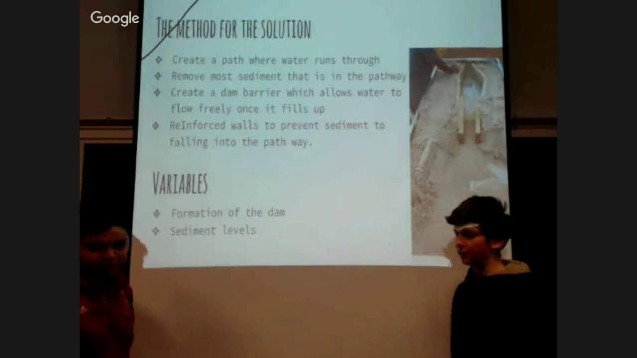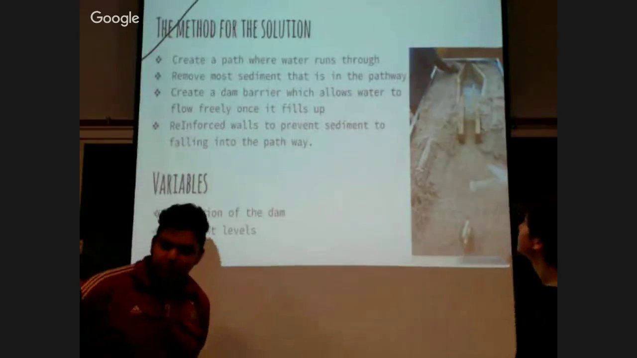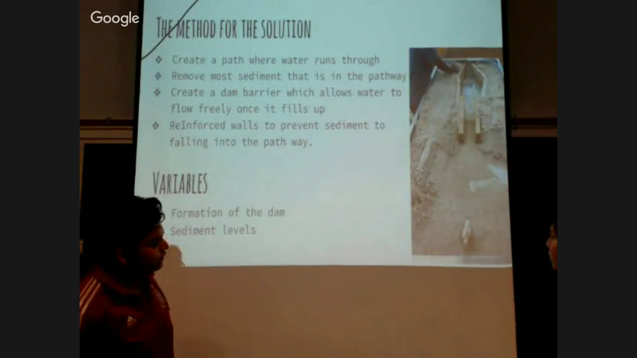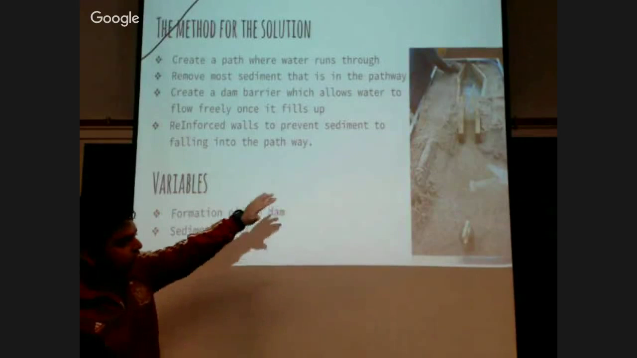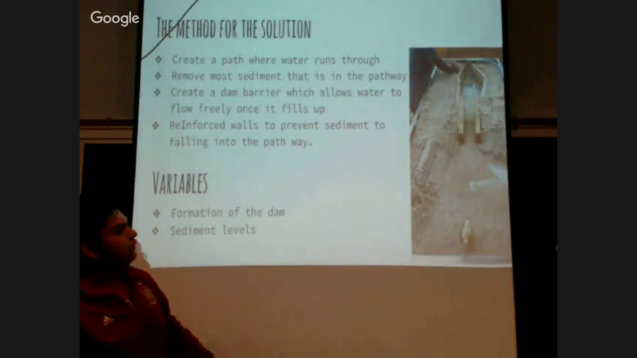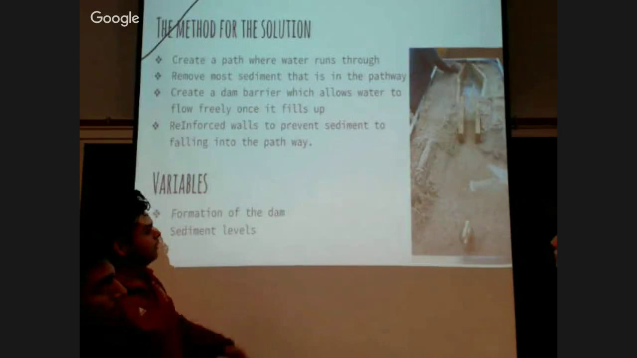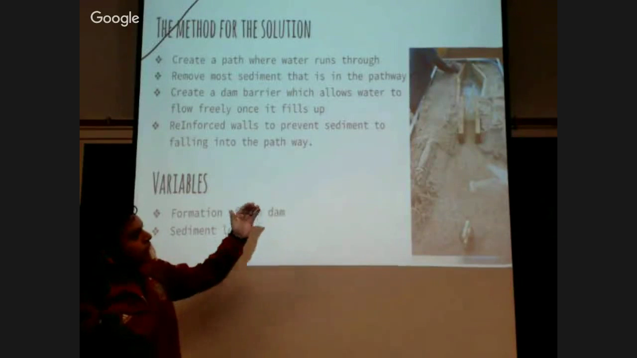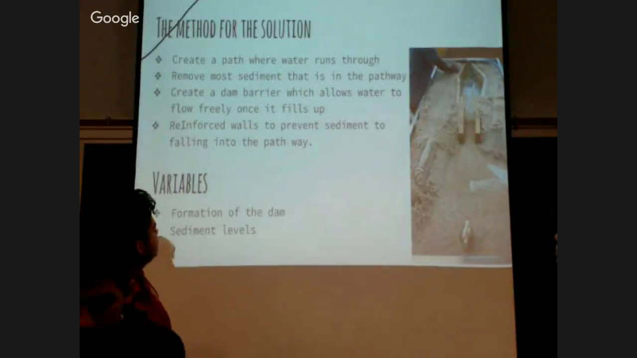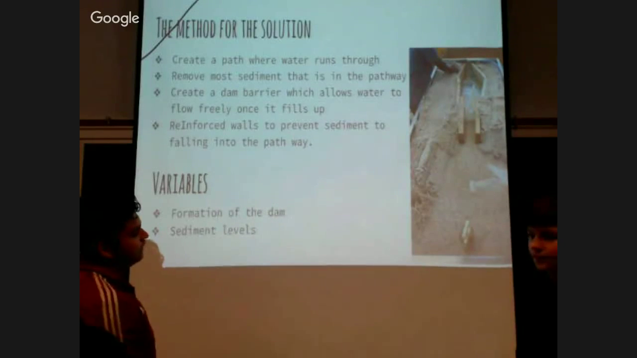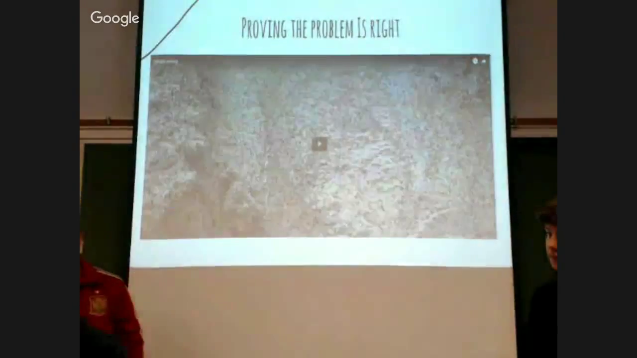So our method for solution: we created a path for the water to move through, and we walled the land on the side so it doesn't erode and the sediment doesn't get into the water, because that's practically how it gets into the water in the first place. We tried our best to remove as much sediment as possible from inside where the water is going to fill up. For variables, we reinforced the dam with the formation of the dam and the sediment levels inside the dam.